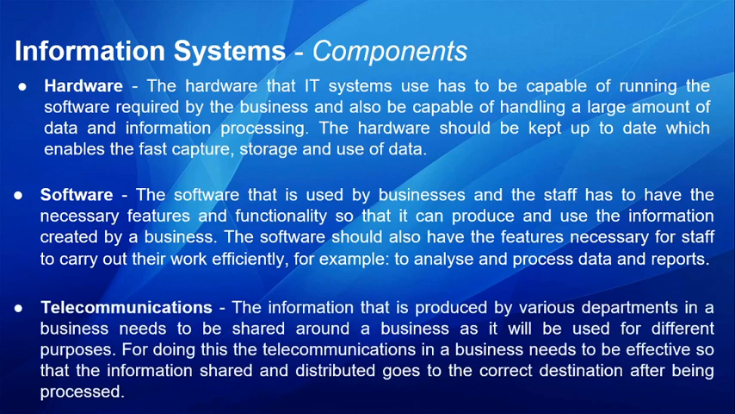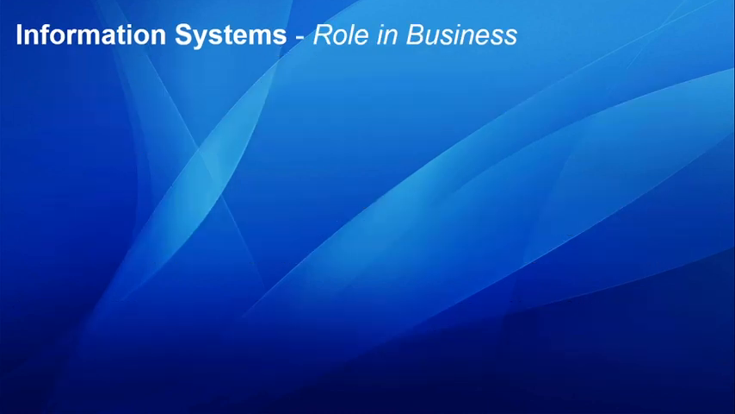And next, that is telecommunication. The information that is produced by various departments in a business needs to be shared around a business as it will be used for different purposes. For doing this, the telecommunications in a business needs to be effective so that the information shared and distributed goes to the correct destination after being processed. Right? So these are the major components of any information system.